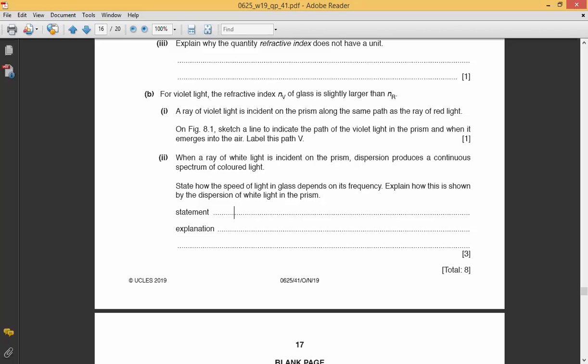So what's the explanation? The explanation is that violet light has a smaller speed in glass, or a larger frequency. You can also say it has a larger refractive index.